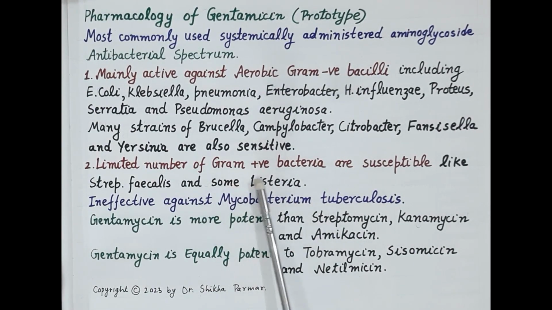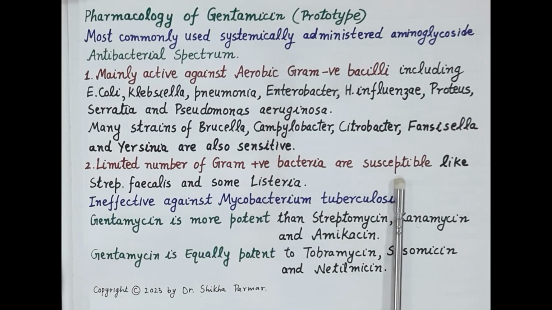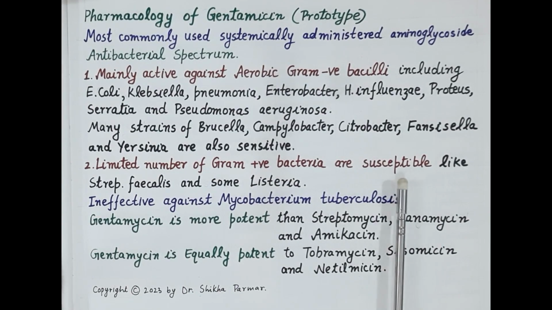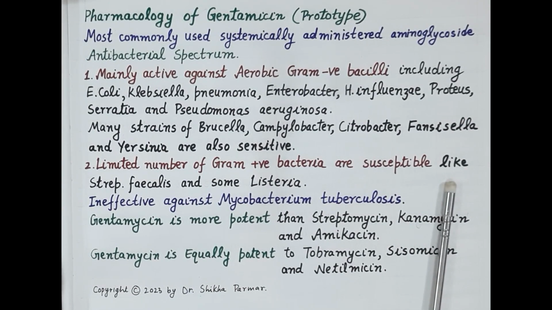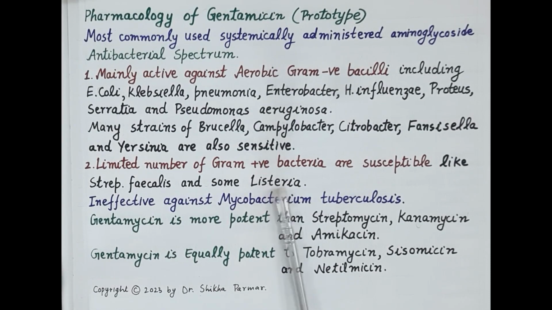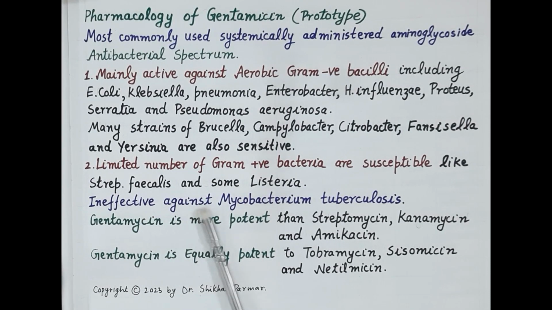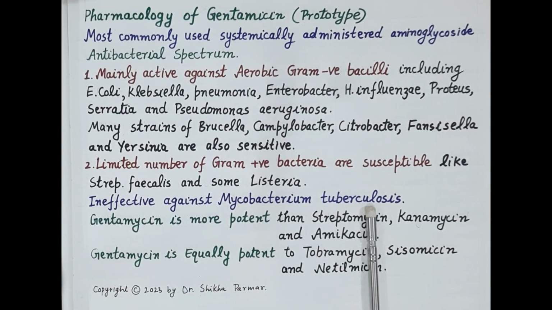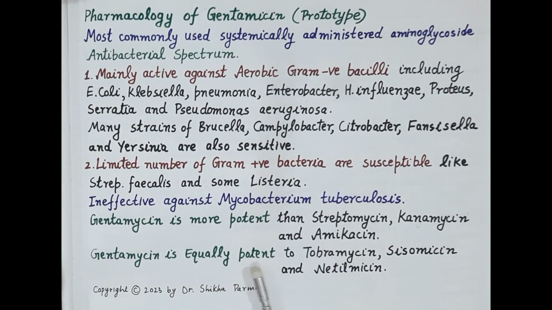Now, a limited number of gram-positive bacteria are susceptible to gentamicin and to other aminoglycosides, like Streptococcus faecalis and some Listeria. Gentamicin is ineffective against Mycobacterium tuberculosis. Gentamicin is more potent than streptomycin, kanamycin and amikacin. However, it is equally potent to tobramycin, sisomicin and netilmicin. So, this is the antibacterial spectrum of gentamicin.